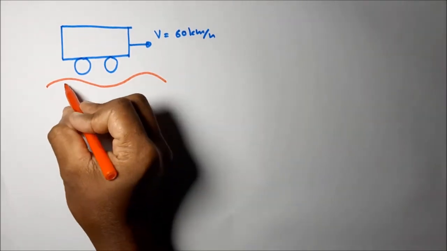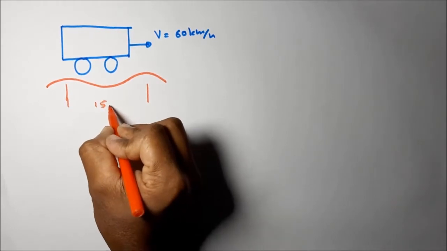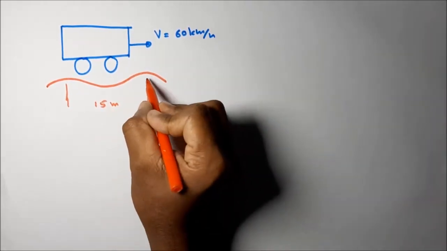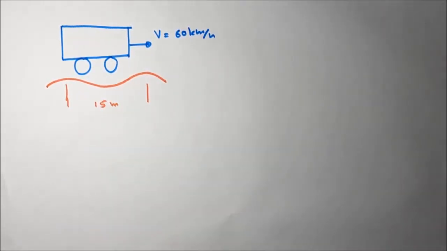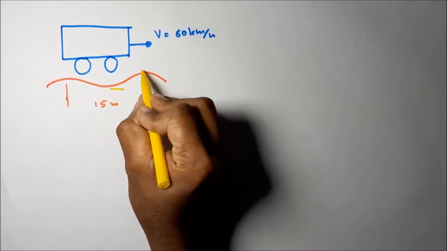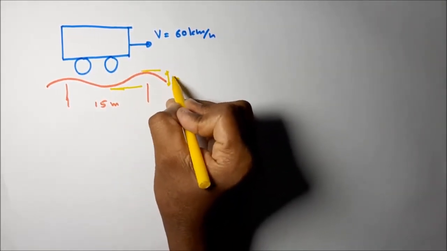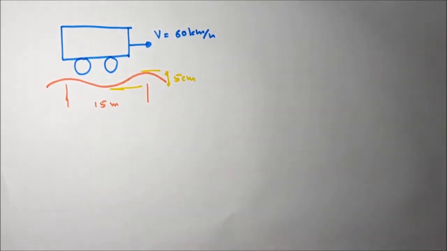Then in between the two peaks, the 15-meter distance, and the peak to valley height is equal to 5 centimeter. This height is equal to 5 centimeter. Okay, this is the problem.